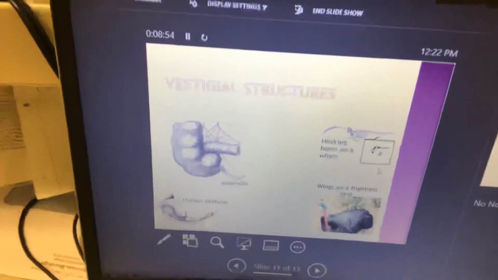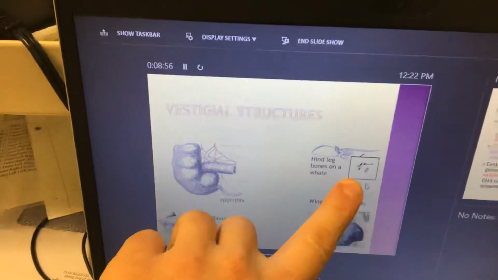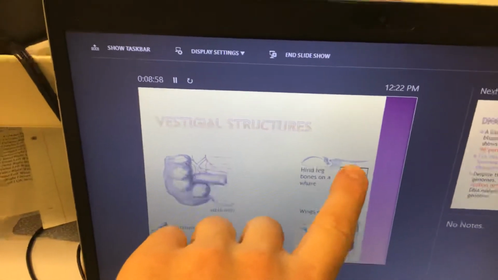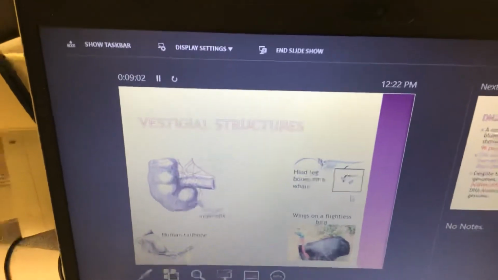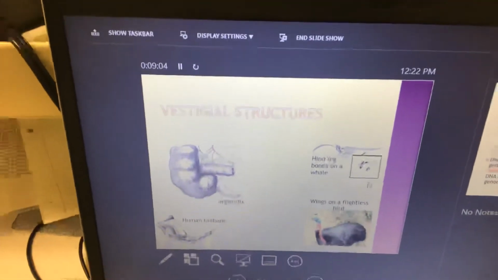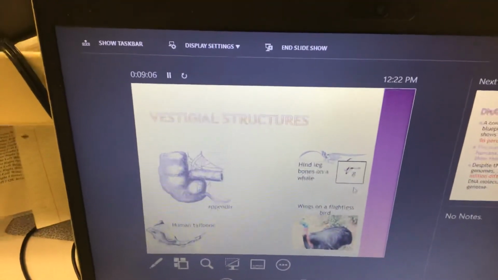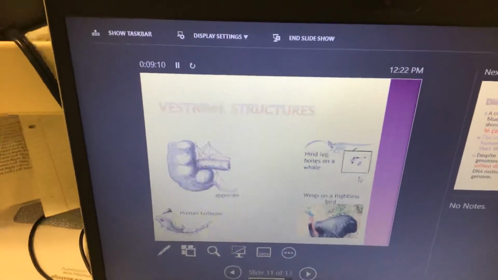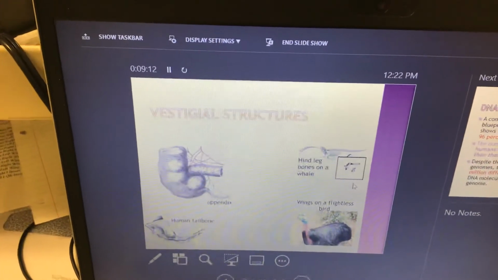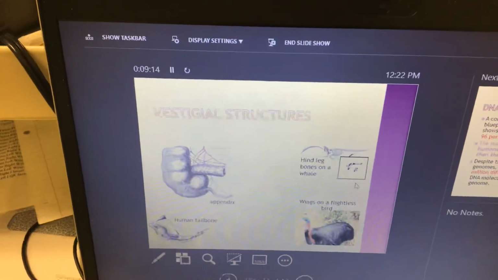And another thing that I thought was cool is there is a cluster of bones in the back end of a whale that do nothing, but it's just there. Almost like at one point it had back flippers or feet, or maybe it lived on land. So these would be vestigial structures, things that no longer do anything, but they're still there.